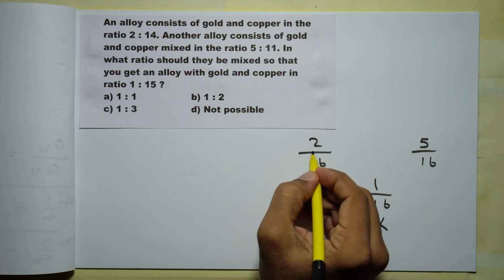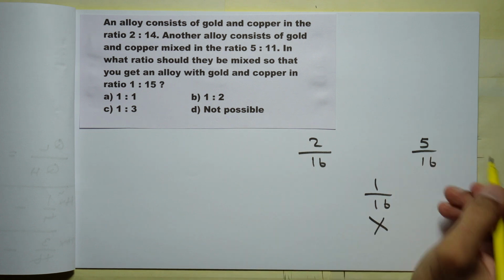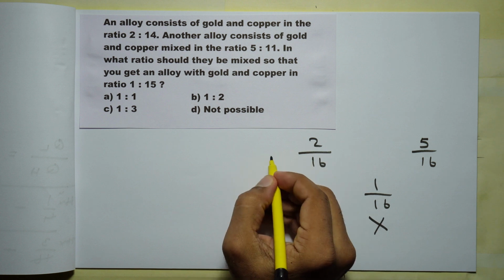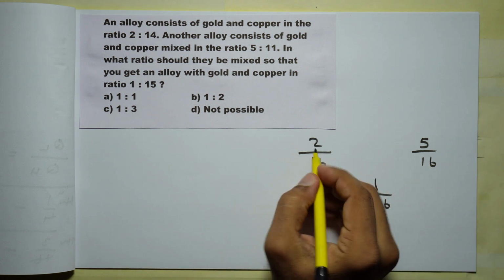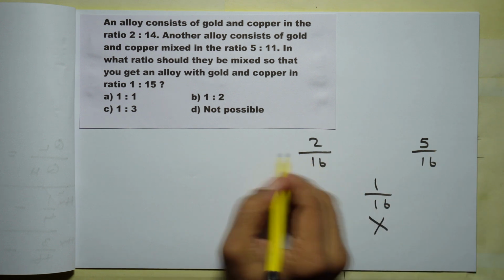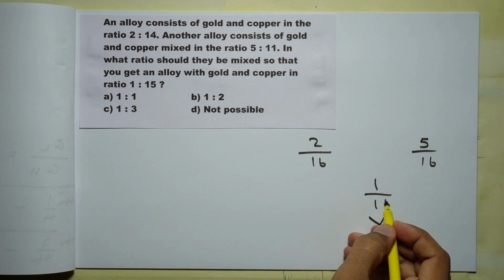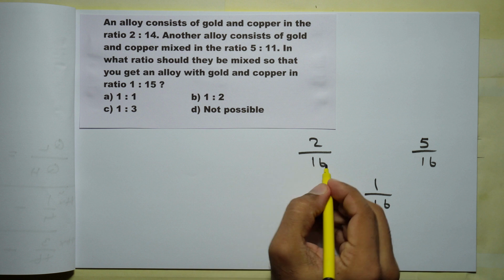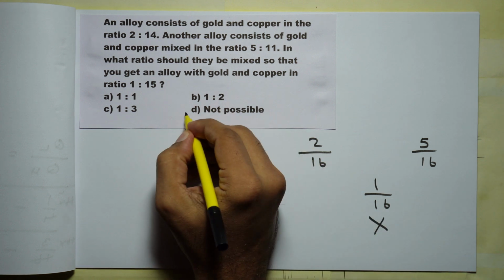It cannot be lesser than 2 by 16. It cannot be higher than 5 by 16. So 1 by 16 is lesser than the lower value. That is not possible. You can mix them in any ratio, it will lie between 2 by 16 and 5 by 16. It cannot be lesser than the lower value, and it cannot be higher than the higher value. It has to lie in between them. 1 by 16 is lesser than the lower value. That is not possible. So the final answer is not possible, option D.